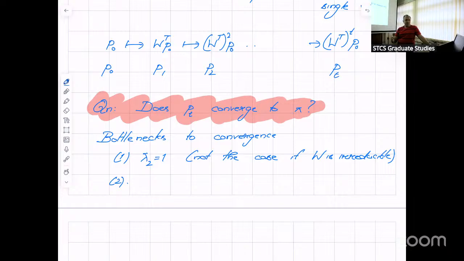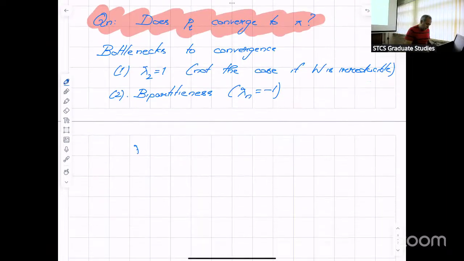You want to prevent this also. The other thing is bipartiteness. And you will prove in your homework that bipartiteness is equivalent to lambda n being minus 1. So if either lambda 2 was 1 or lambda n was minus 1, these two will prevent convergence. So you will ask how far. We'll come up with this notion called lambda, which is the max of lambda 2 and minus lambda n. Or let's just put it as mod of lambda n.